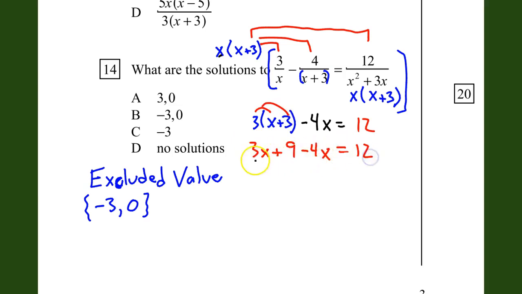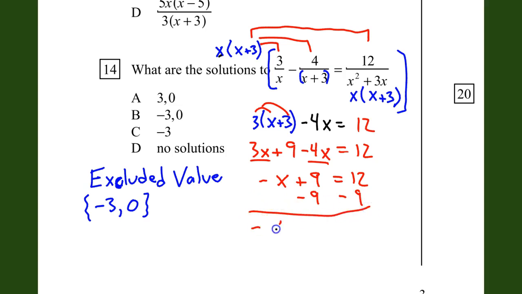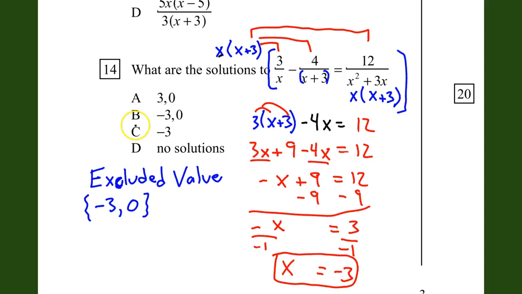It equals 12. We'll combine these two variables here, so we'll get negative x plus 9 is 12. And then subtract 9 on both sides. We got negative x equals 3. And you can divide both sides by negative 1. And we got x equals negative 3, right? So the answer must be C.